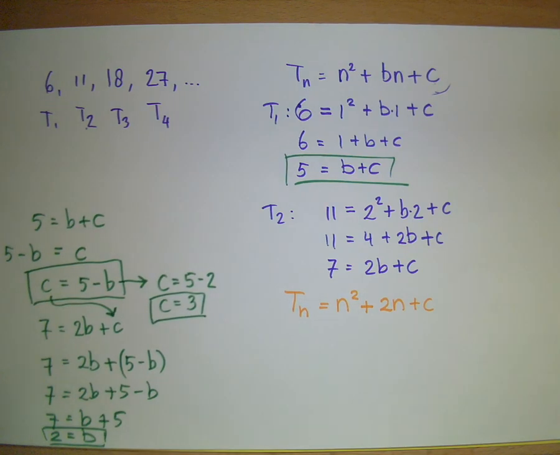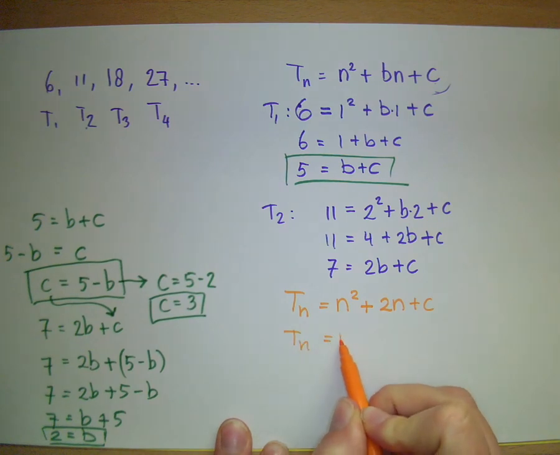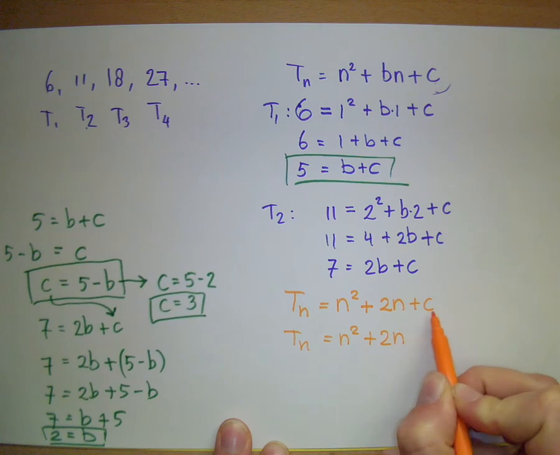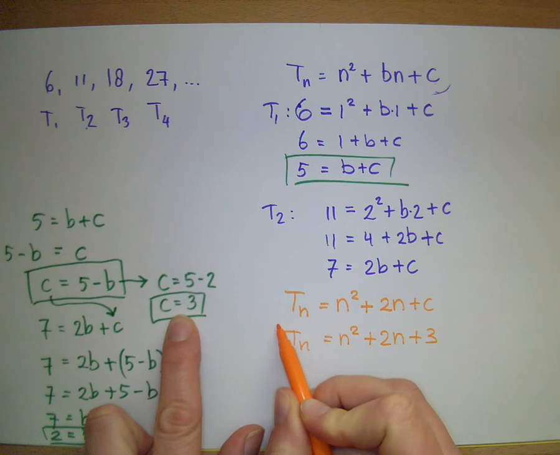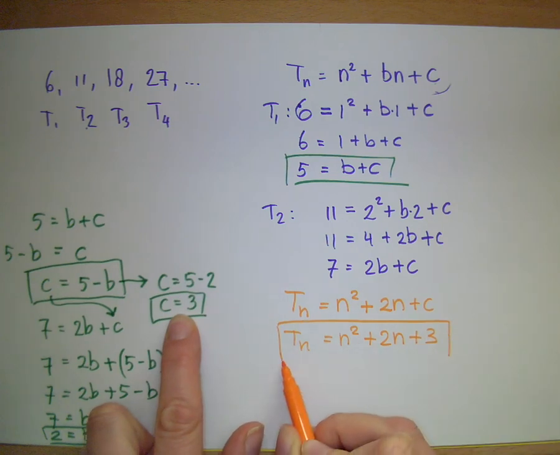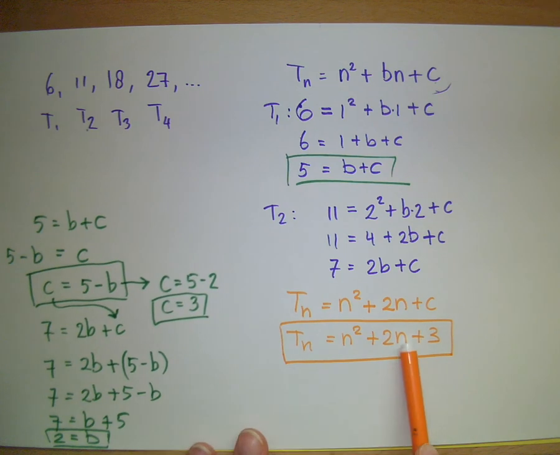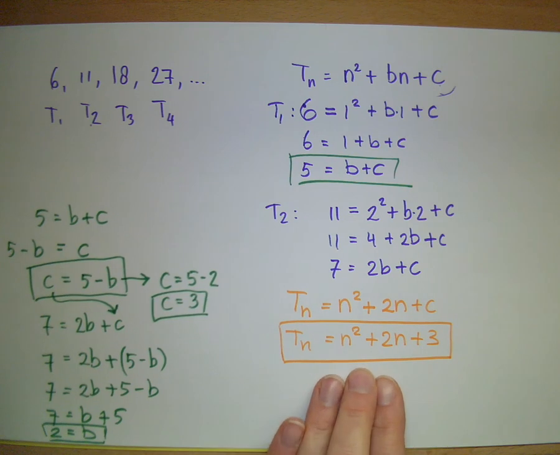So I can rewrite my expression and say b was 2 and c we figured out was 3. And this is the final algebraic expression. I only have n here as a variable, as the unknown, right? So I can now use this to find any term in the sequence.